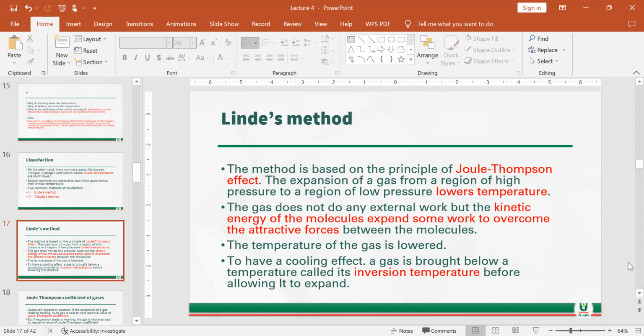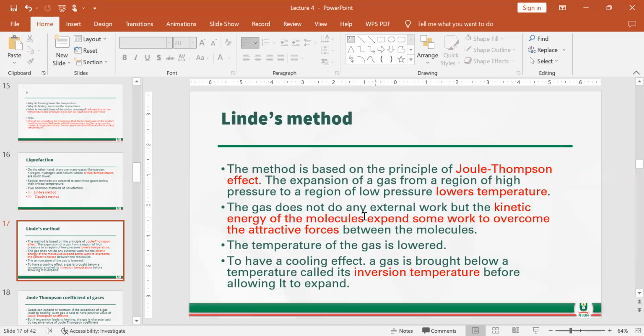You will actually achieve a lower temperature. Charles' law, you remember Charles' law, the pressure is proportional to temperature. If you increase the pressure, you increase the temperature. So if you lower the pressure, you also lower the temperature.